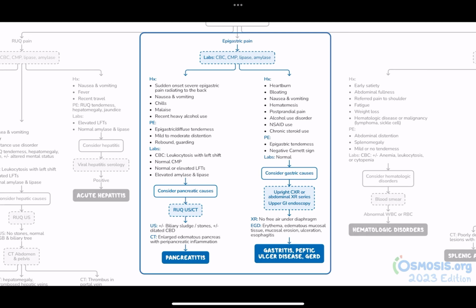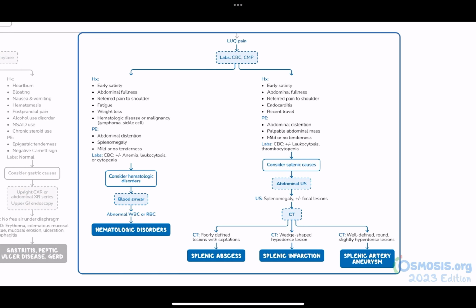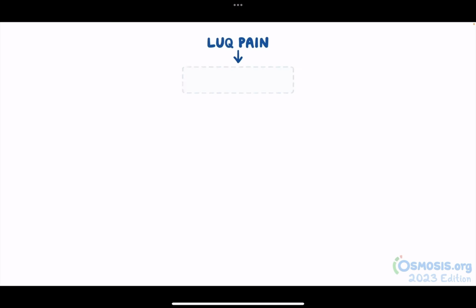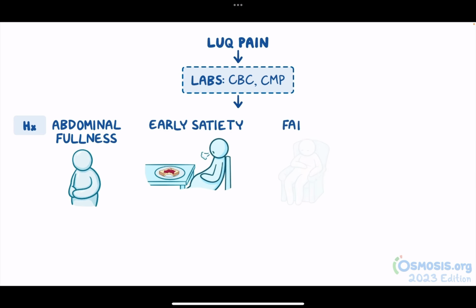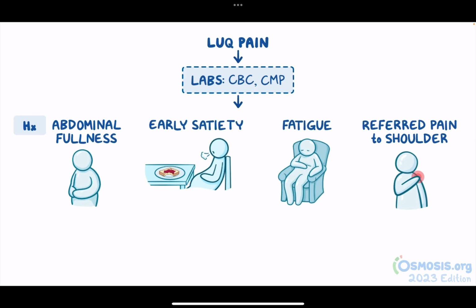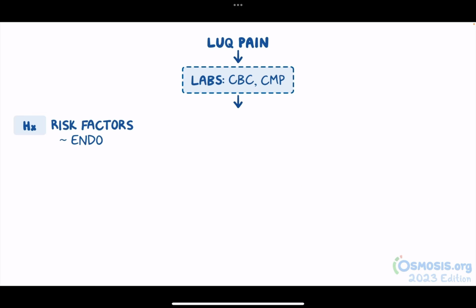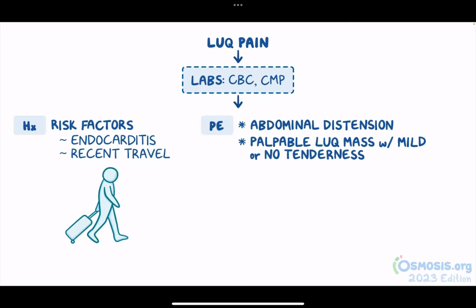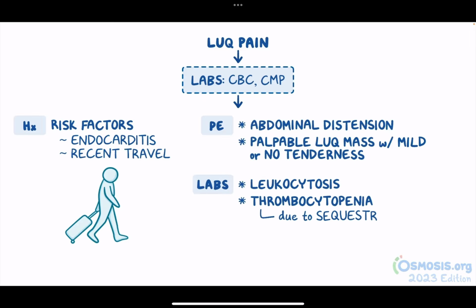All right, let's move on to left upper quadrant pain, which is mainly caused by diseases of the spleen. Laboratory work for these patients includes CBC and CMP. On history, most patients describe nonspecific symptoms like abdominal fullness, early satiety, fatigue, and referred pain to the shoulder. Additionally, you might find risk factors like endocarditis or recent travel. Physical exam typically reveals abdominal distension with a palpable left upper quadrant mass with mild or no tenderness. Finally, labs might show leukocytosis as well as thrombocytopenia due to sequestration.